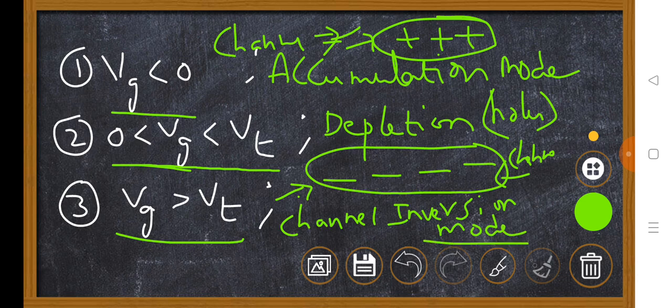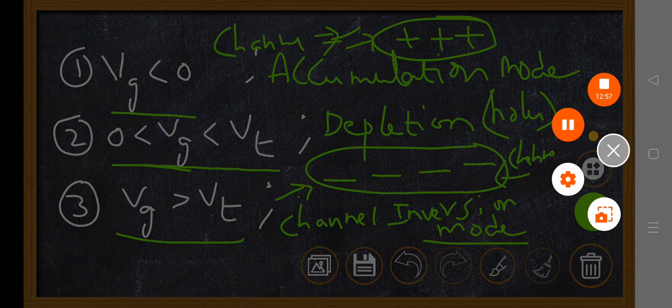That's it, guys. This is regarding the modes of operation of MOSFET. In the next class we will see the MOSFET working operation, including source and drain.